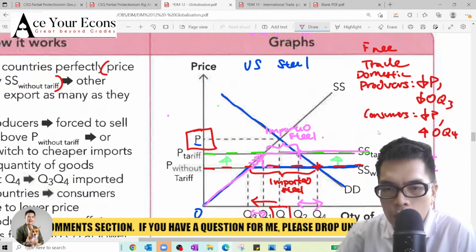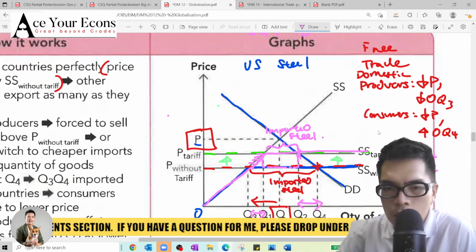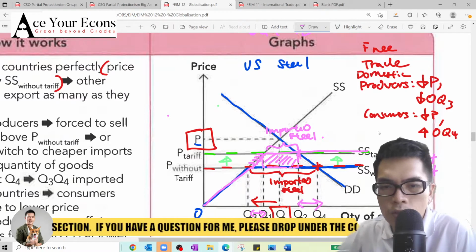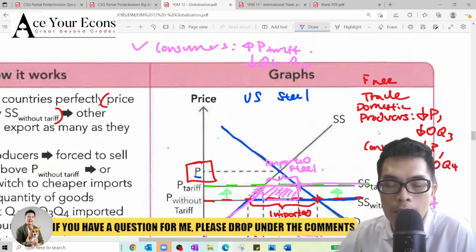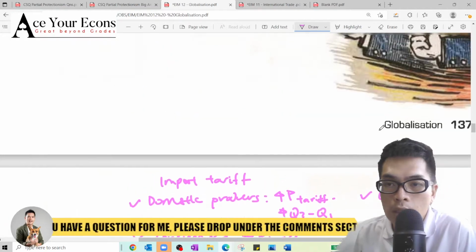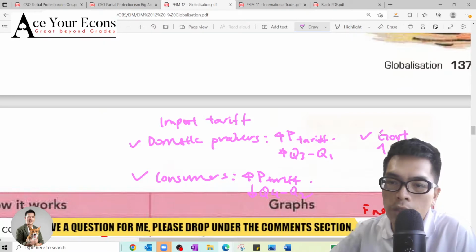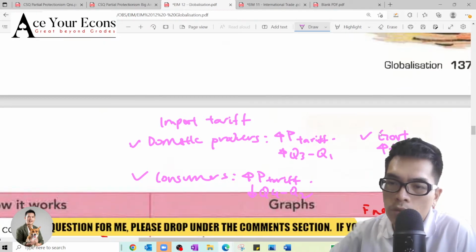I want you to focus on this particular rectangle. This will be your import tariff revenue. That is going to be given to the government, collected by the government. So the government will be better off with import tariff revenue.